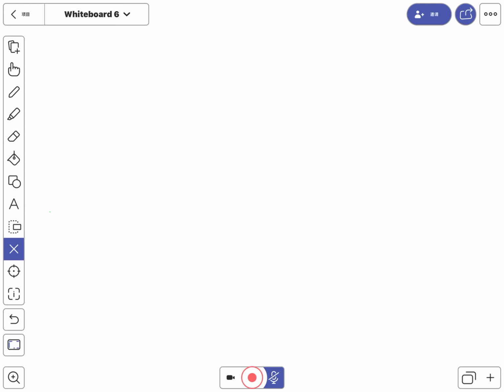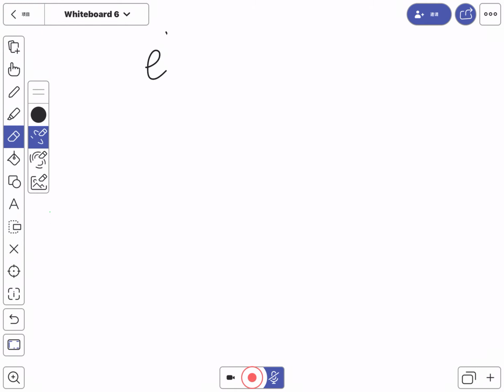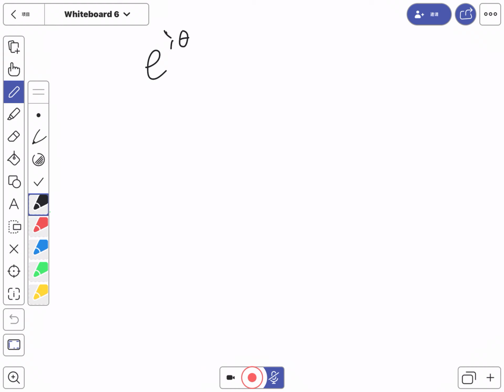Welcome to another episode. Today we're going to be continuing our proof of this identity, which is e to the i theta is equal to cosine of theta plus i times sine of theta.